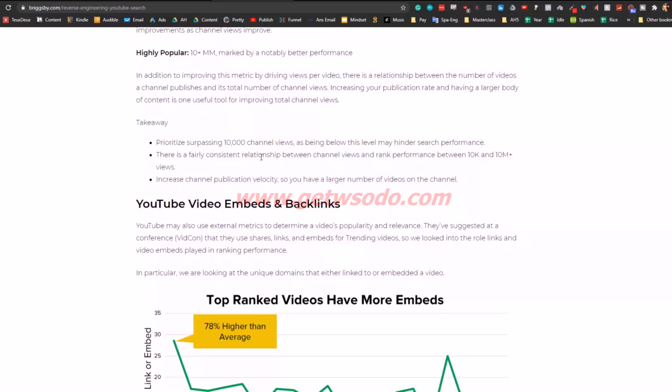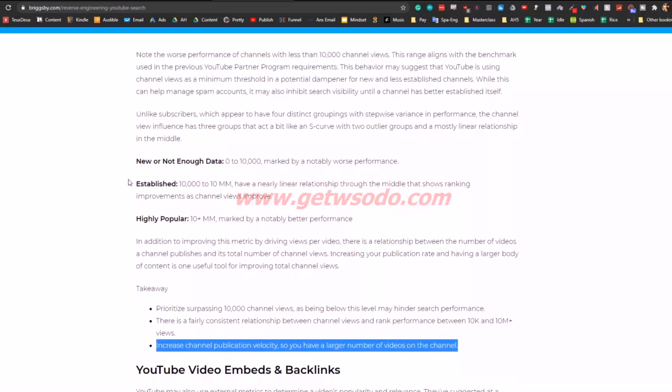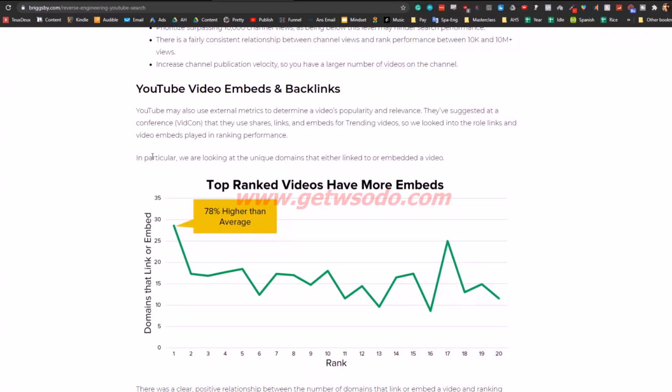There's a fairly consistent relationship between channel views and rank performance between 10K and 10 mil. Increase channel publication velocity so you have a large number of videos on the channel. Once more, 100 videos is really good.